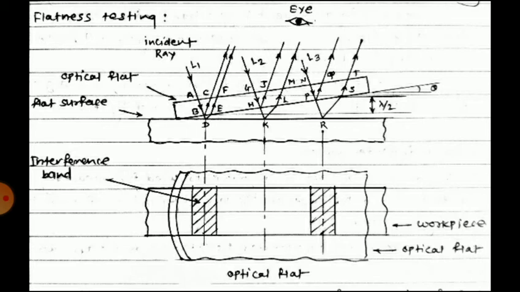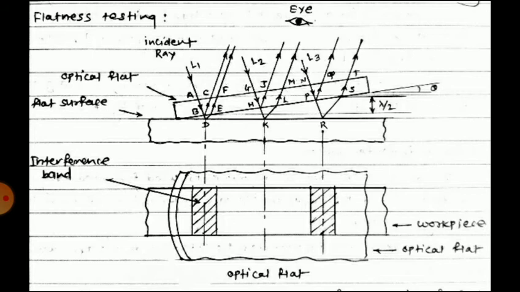Now you can see the diagram at the top. This is a front view and the top view. In the top diagram, you can see a flat surface, the surface whose flatness is to be tested, placed at the bottom, and over that surface the optical flat is placed at an angle. At the bottom you can see the interference bands that you can observe. So there is a workpiece, over that there is an optical flat, and you can see the interference bands.